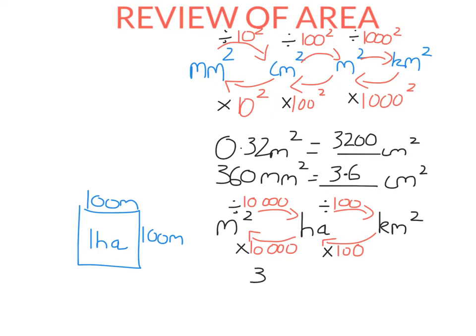So for example, if you have 34 hectares, that will be divide by 100, 0.34 kilometers squared. If I want to convert 34 hectares into meters squared, I would times by 10,000. So it would actually be 340,000 meters squared.